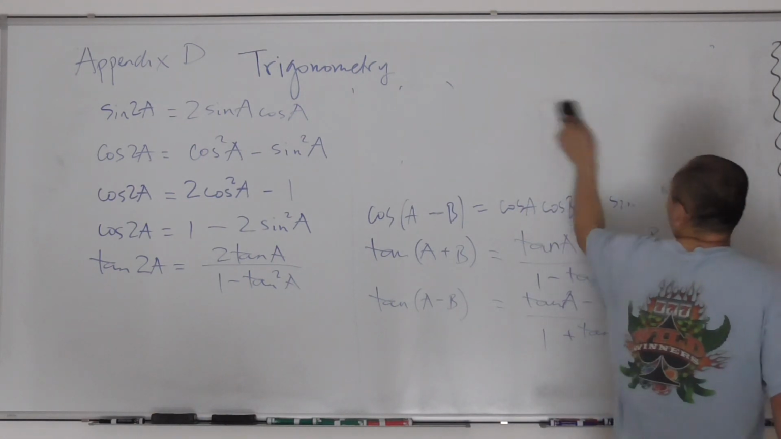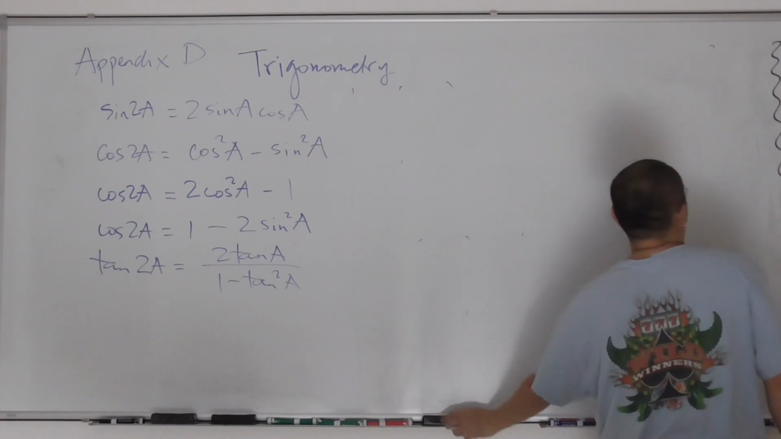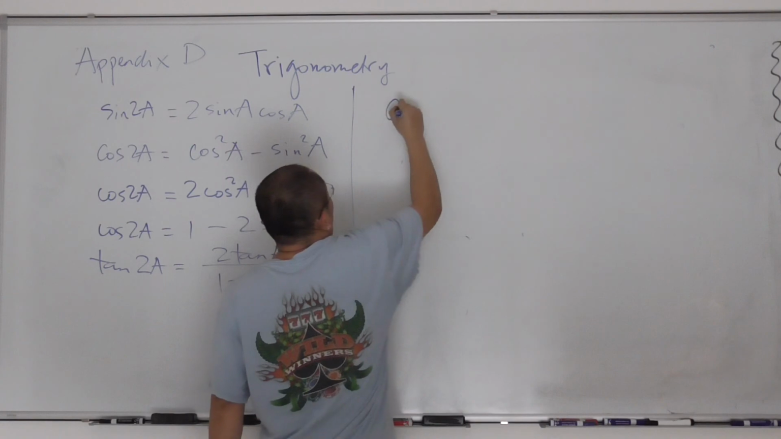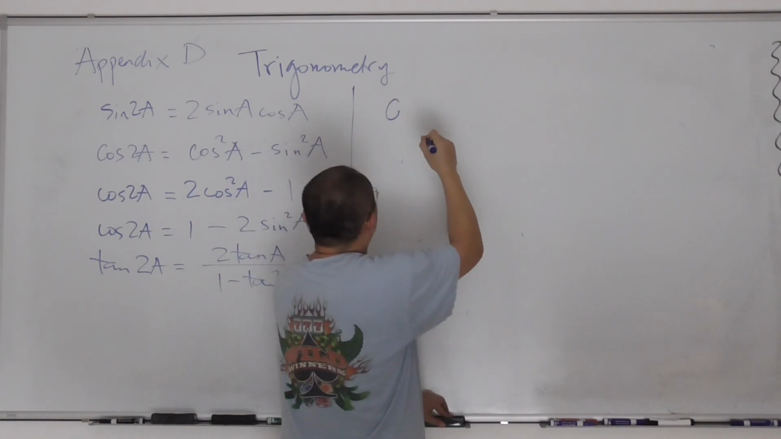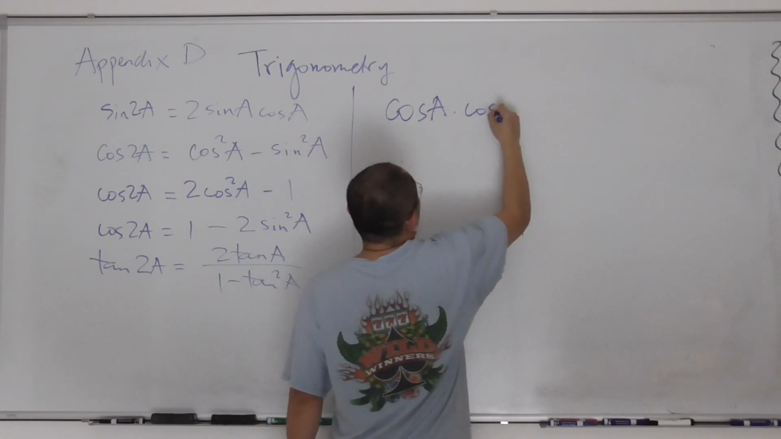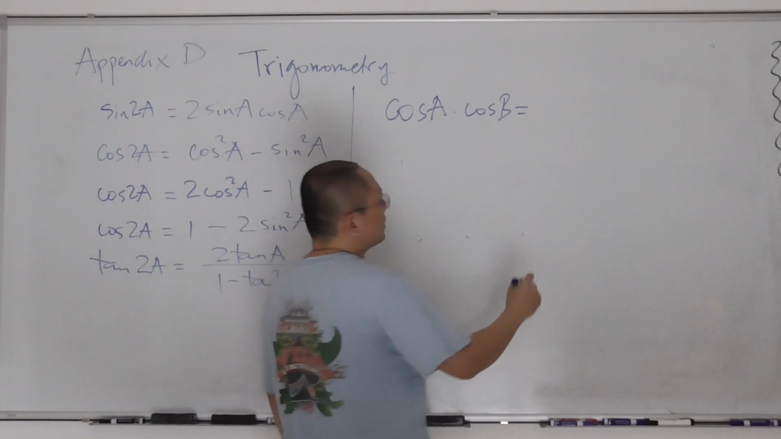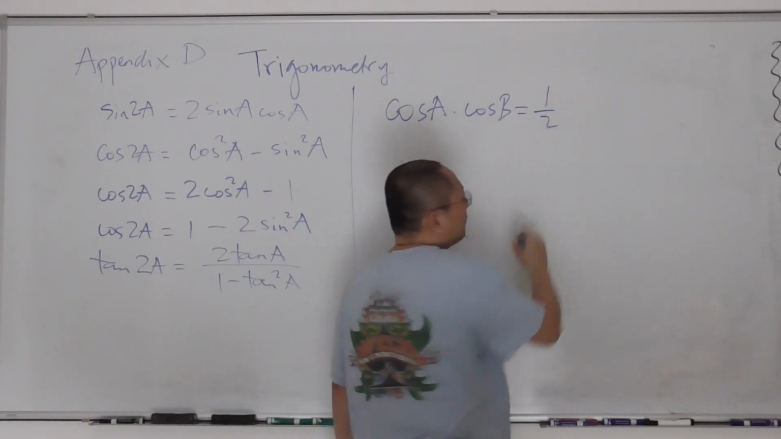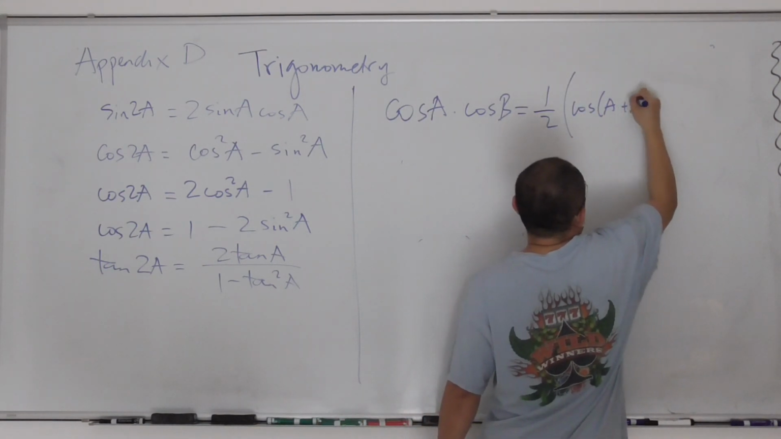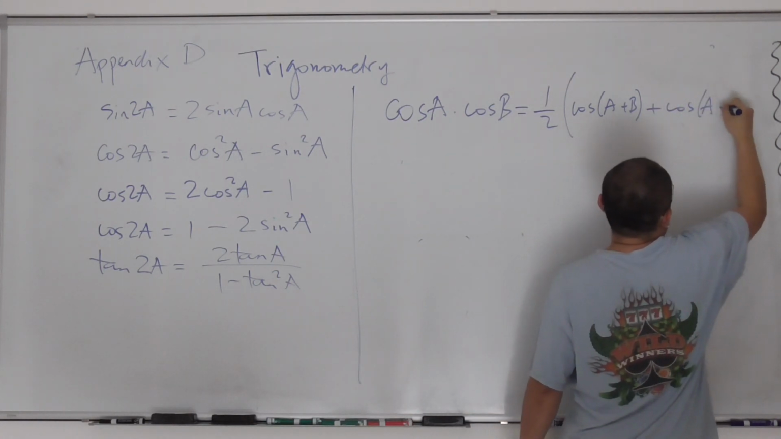Next set of trig identity, only 3 more, is product of 2 trig function. All right. Start with the cosine. Cosine of A times cosine of B. Product of 2 cosine function is 1/2 cosine of A plus B plus cosine of A minus B.